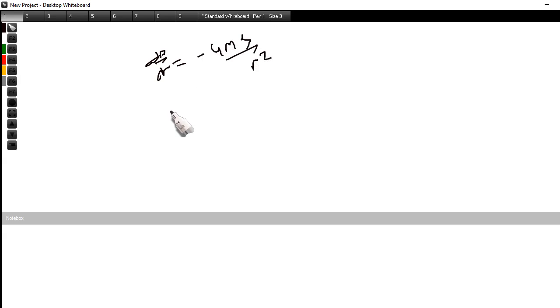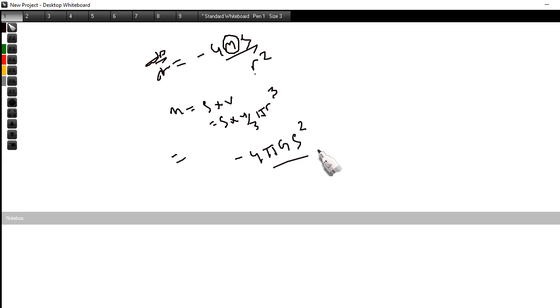Now this mass is density into volume, which is 4/3 pi r cube, because since I'm trying to find the value at half of the solar radius, I'm taking the radius as my function. Since this is a function of the radius, I need to evaluate it in the form of radius. That's why I broke down m. After breaking it down, the r square below cancels, and now I get the final expression as 4 pi g delta square 3r.